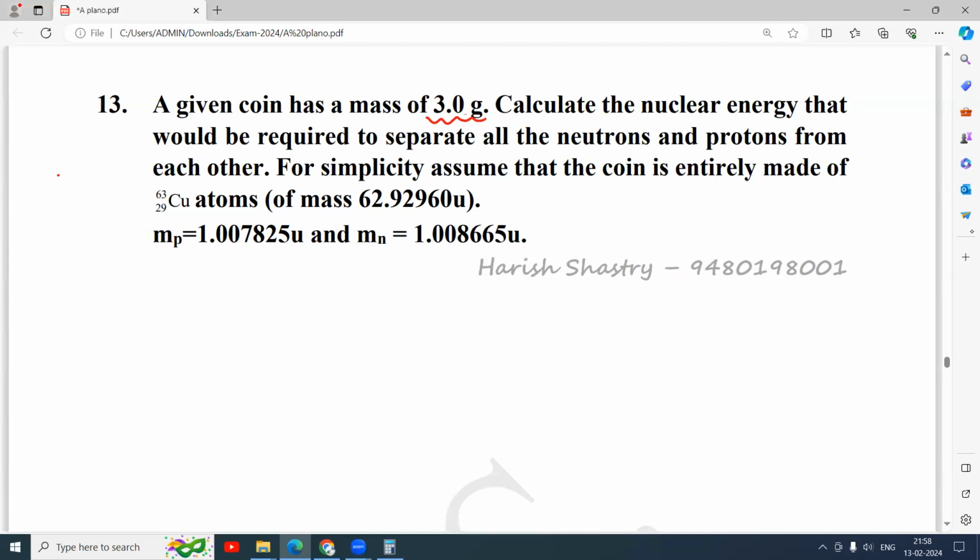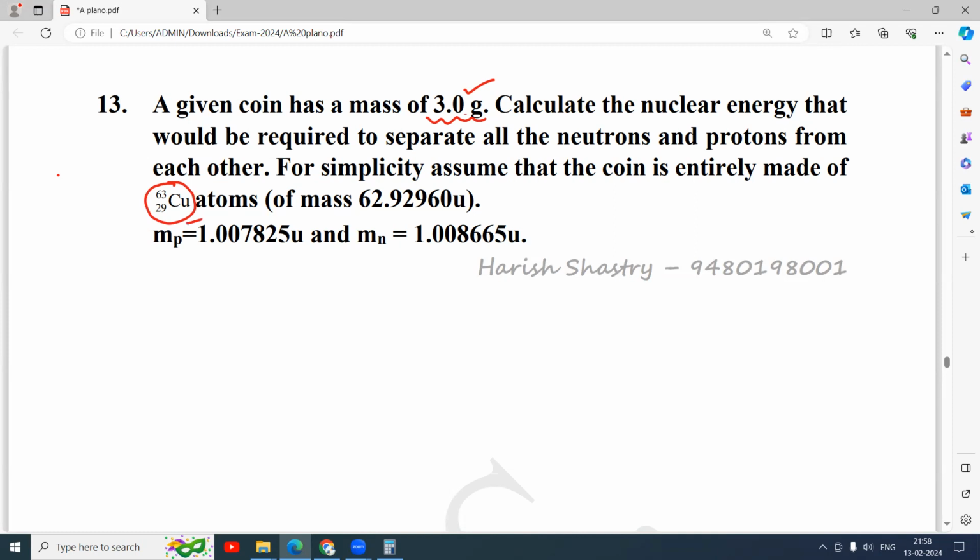So the simple method is, first of all, calculate the energy required to remove protons and neutrons from one atom of copper. That is nothing but the binding energy of copper. Binding energy of copper is the energy required to separate neutrons and protons from one atom. Then calculate how many atoms are there in the 3 gram coin, and multiply that binding energy by the number of atoms.